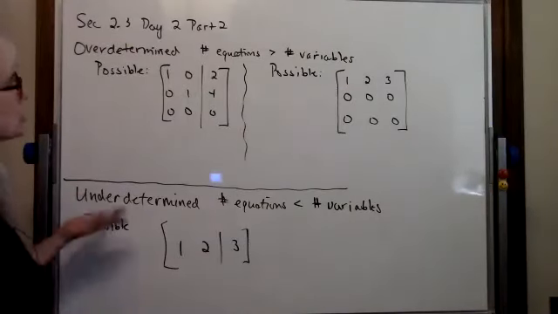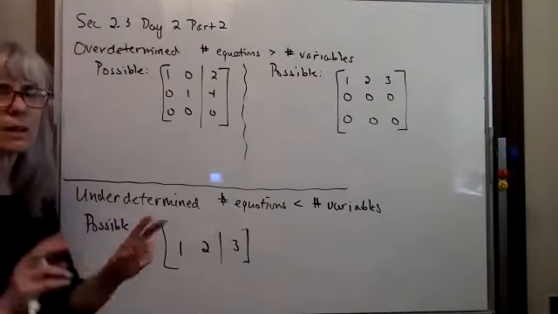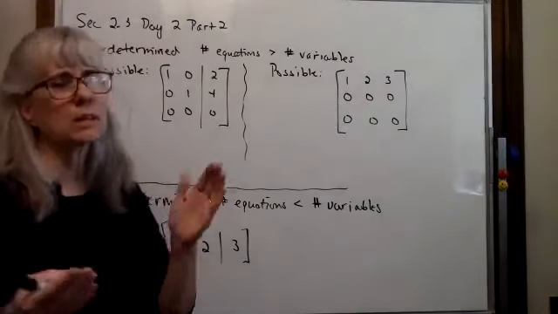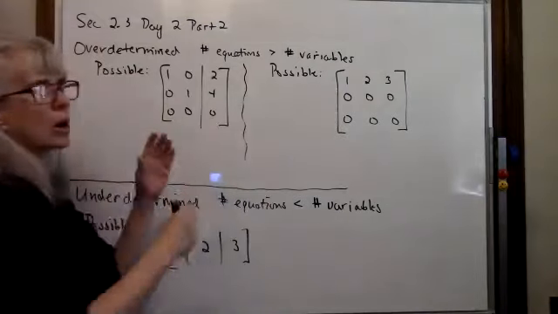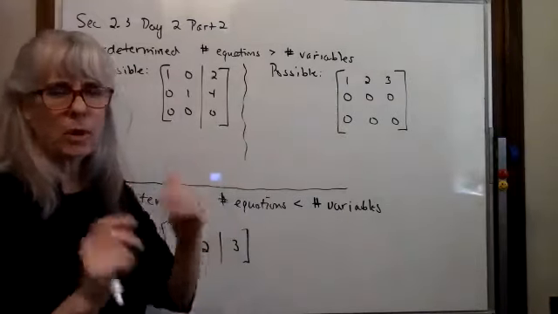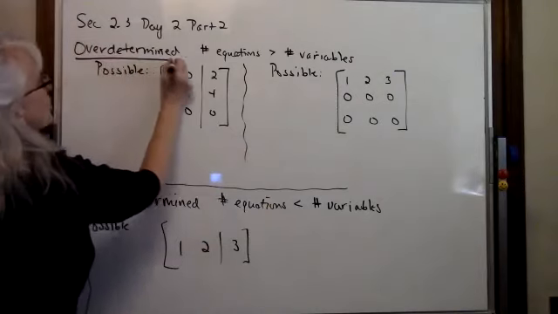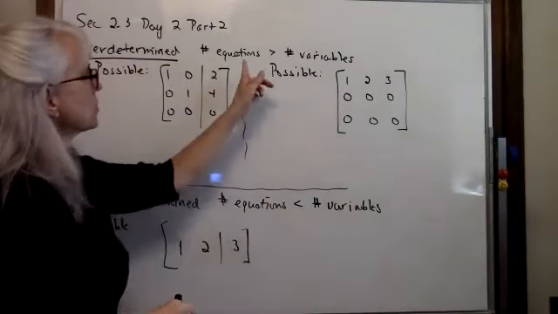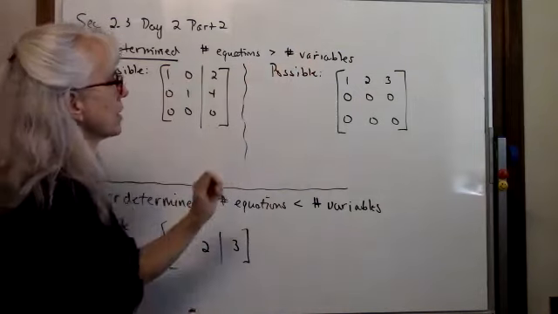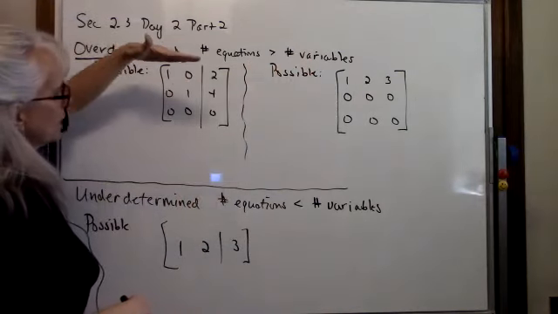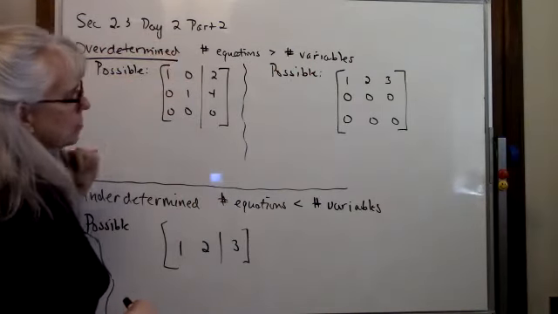Section 2.3D2 part 2 deals with what happens when it's not a square matrix. What I mean by square is that to the left of that bar, the rows and columns are the same amount. So overdetermined refers to what happens when the number of equations is larger than the number of variables.